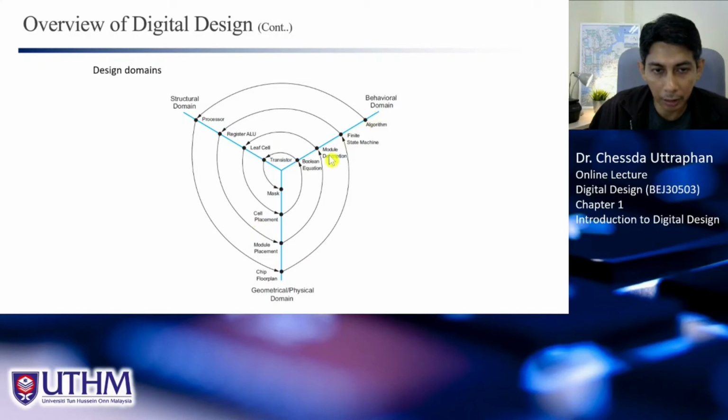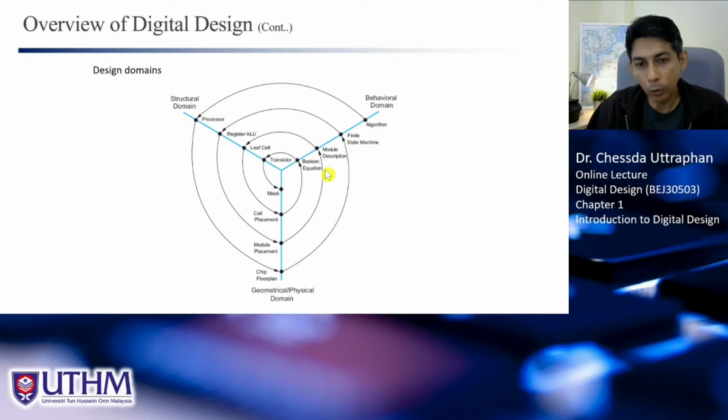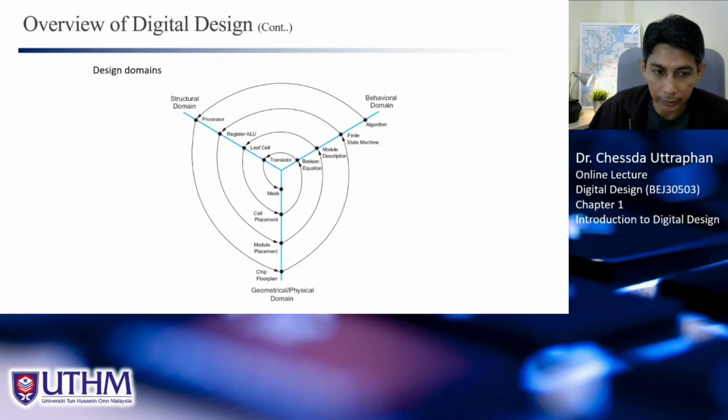The behavioral domain is mainly used to describe a digital circuit using its behavior. For example, a Boolean equation is behavior. For example, C equals A or B. That is the behavior of the circuit, which means that the output of that circuit is A or B.